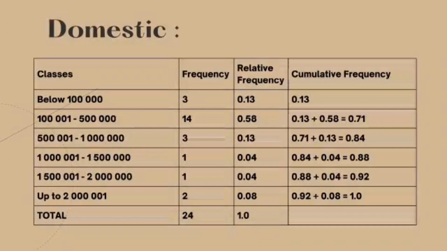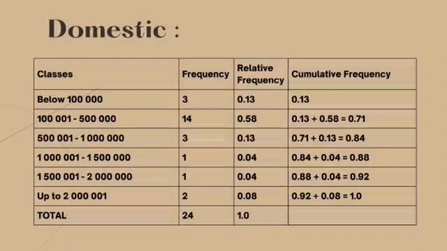To find the relative frequency, we need to divide frequency by the total number of data values, which in this case there are 24. For example, here the domestic part, where we have to take the total frequency, which is 3, divide it by the total data, which is 24. So the answer is 0.13.